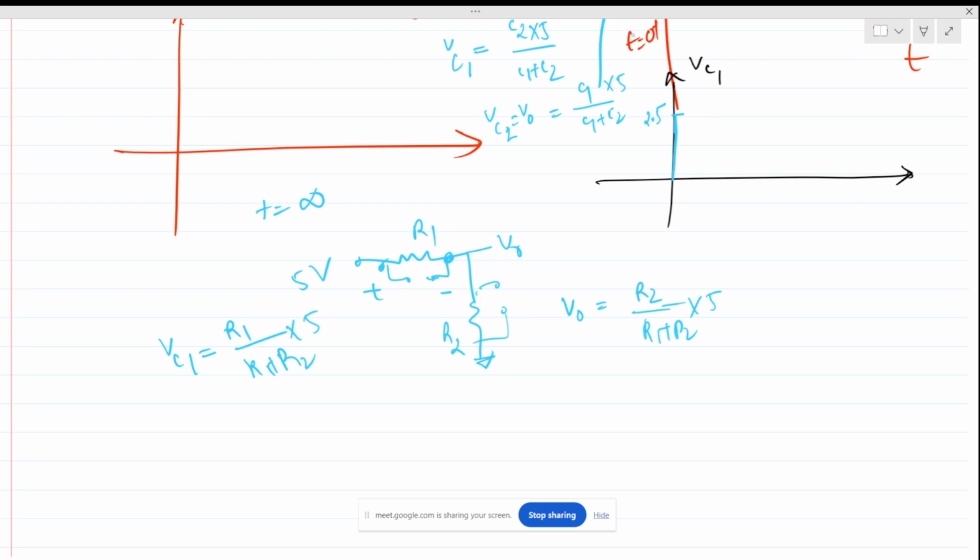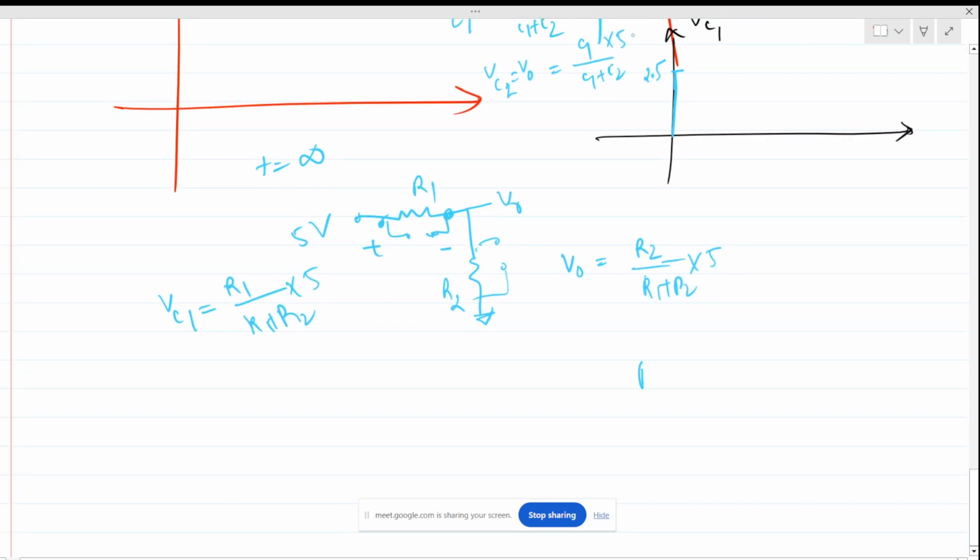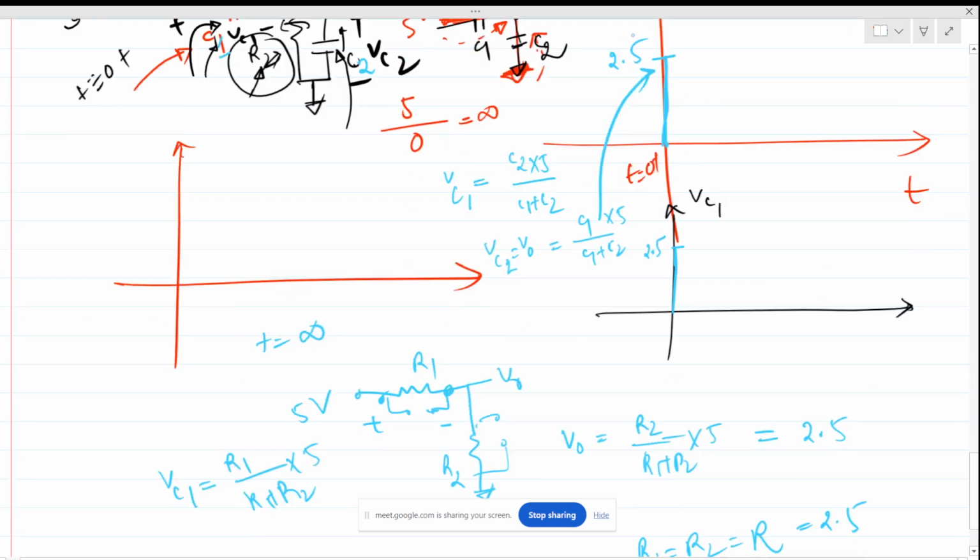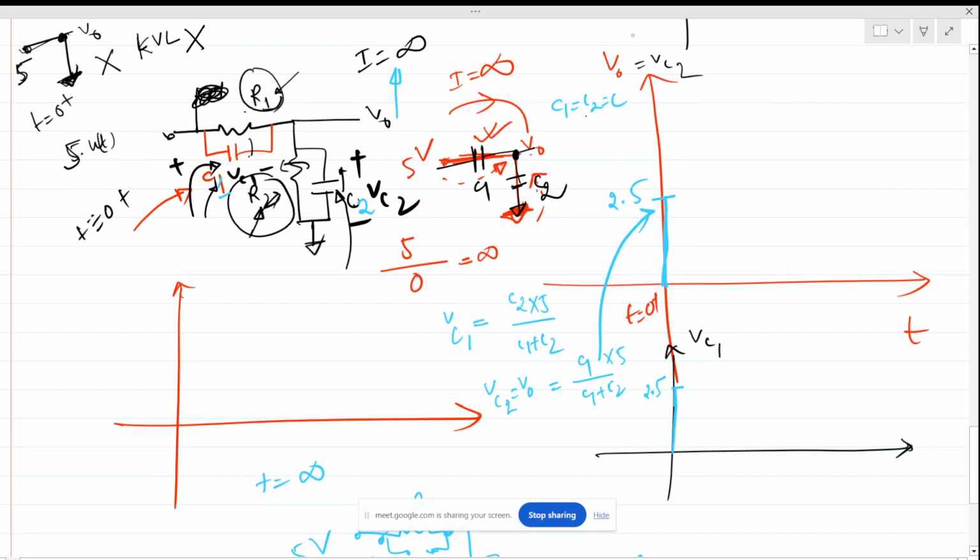Now the question is, if R1 becomes R2 becomes R, then what will be the Vout? 2.5, right? Yes, 2.5. And this is also 2.5. So the circuit will behave like this, right? Now which type of filter is this? All pass filter, right?